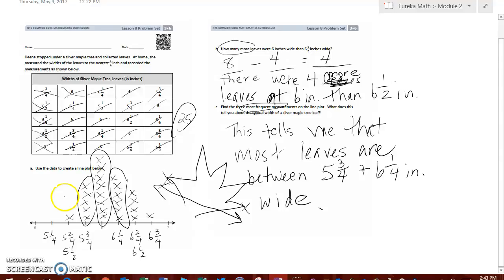Your homework has a few less data points to put on the line plot and 1 extra question. So it kind of breaks down this question like we had here into 2 separate questions, but it's very similar to the problem set, okay? So go ahead and get started and have fun.